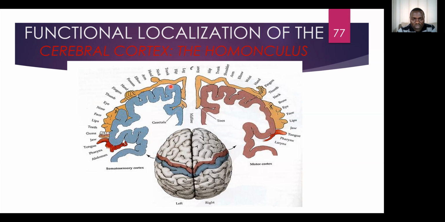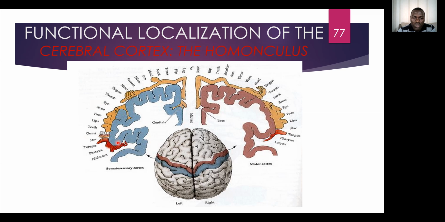For motor and for sensory, the body is topographically represented on the cerebral cortex in this manner. The lower limbs are on the medial aspect. The upper parts of the body are on the lateral aspect. Assume that person is just lying like that.